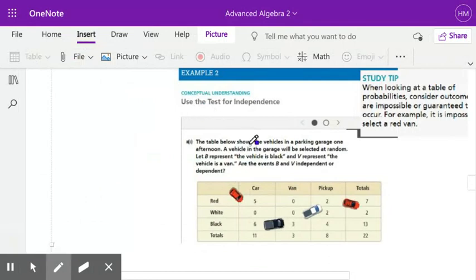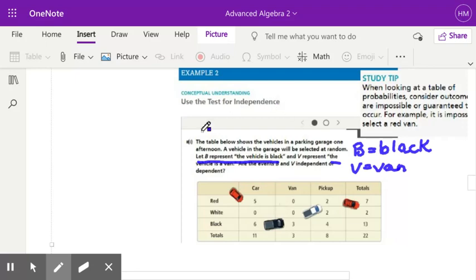We have a table below that shows the vehicles in a parking garage one afternoon. A vehicle in the garage will be selected at random. Let B represent that the vehicle is black, and let V represent that the vehicle is a van. So B is a black vehicle, and V is going to stand for van. And we need to know, are the events B and V independent of each other?